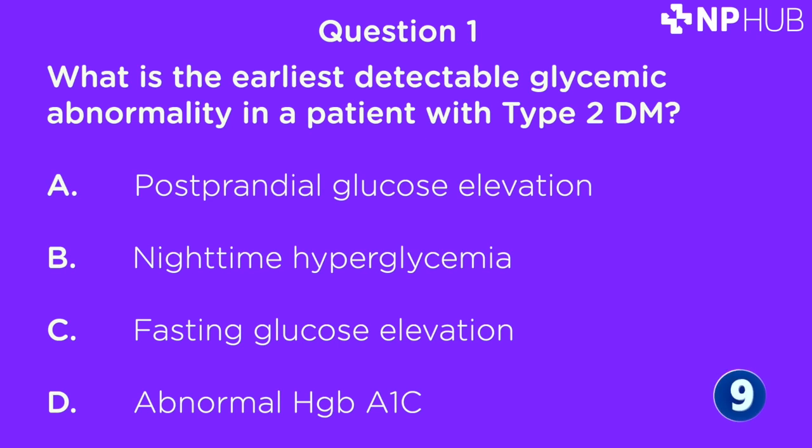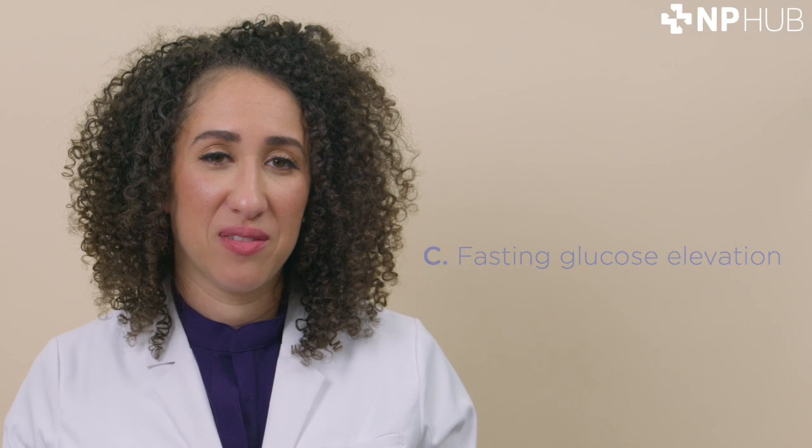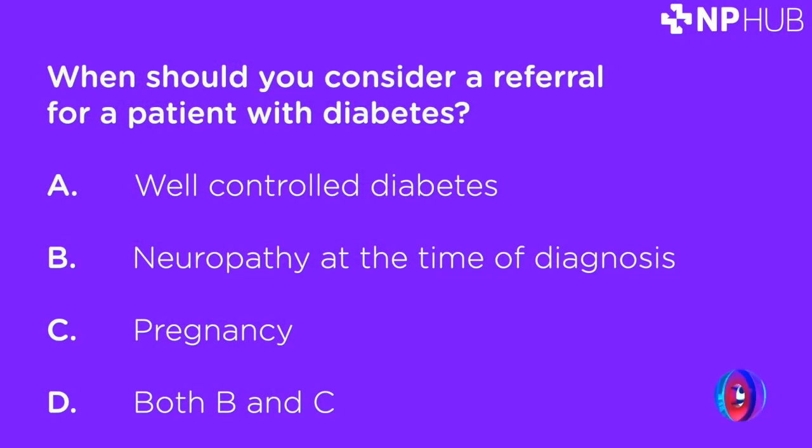Question number 1. What is the earliest detectable glycemic abnormality in a patient with type 2 diabetes? Great job. The answer is C, a fasting glucose elevation. Question number 2. When should you consider a referral for a patient with diabetes? Way to go. The answer is D.